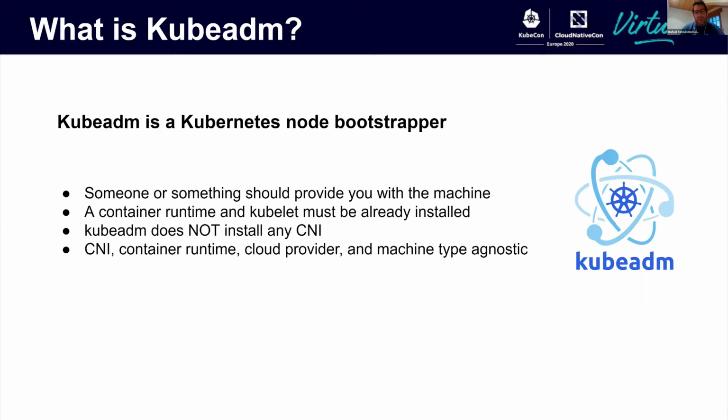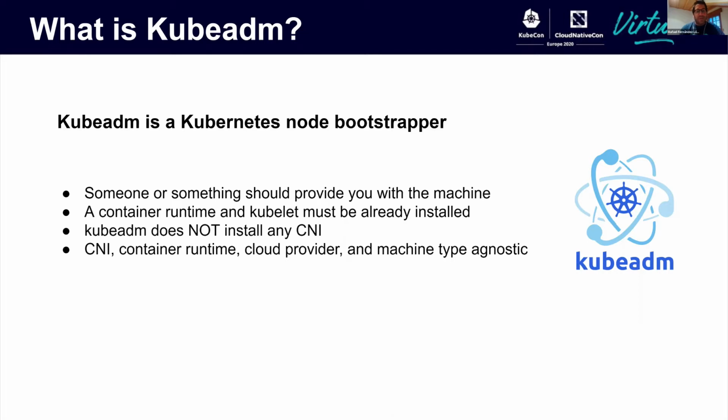It's important to note that we have some requirements before you can bootstrap your cluster. So in this case, someone or something has to provide you a machine or a set of machines where you are going to run Kubeadm. A container runtime and a kubelet must be already installed. The container runtime can be CRI-O, can be containerd, can be Docker, any of those will work. Kubeadm will not install any CNI for you, any CNI plugin. So you have to choose which CNI plugin you want to use and install that after Kubeadm has bootstrapped your cluster. On our end-to-end tests, we are using Calico, but you can use any CNI that is supported by Kubernetes or that integrates with Kubernetes just fine.